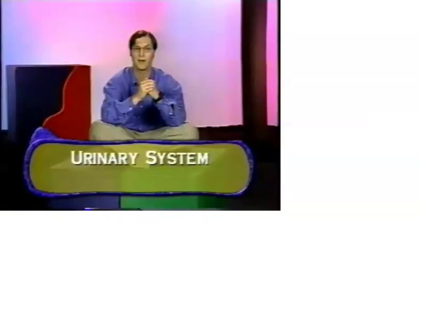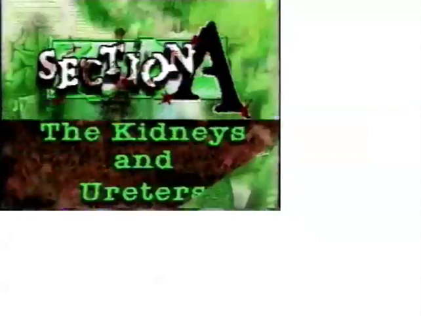So just like a water purification plant filters bad stuff out of water, the urinary system filters waste from the fluids in our bodies and returns good stuff to our blood. The whole urinary system is made up of a pair of kidneys, a pair of ureters, a single urinary bladder, and a single urethra. We'll tackle the kidneys first. Section A, the kidneys and urethra.